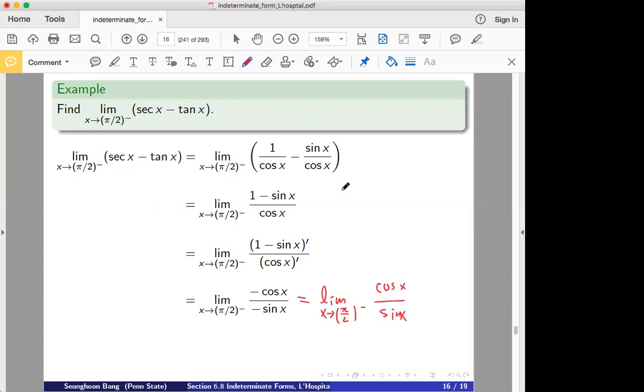It's better to draw the graph. The cosine graph is like this, and the sine graph is like this. We have pi over 2 here, and the y value is 1. You can plug pi over 2 into cosine and sine. Cosine pi over 2 is 0, sine pi over 2 is 1. The final answer is 0. So that's it. This is the idea.